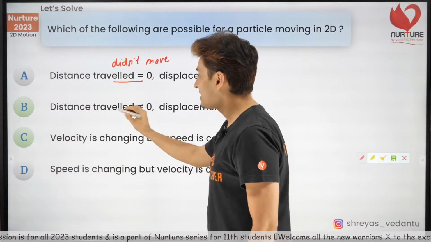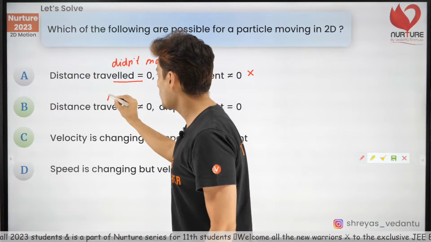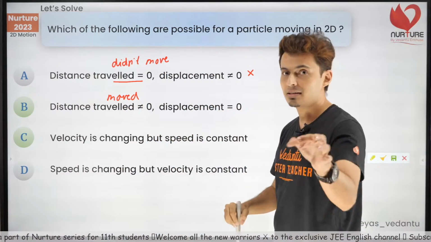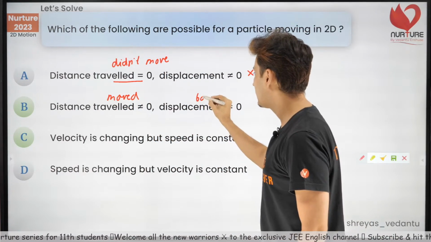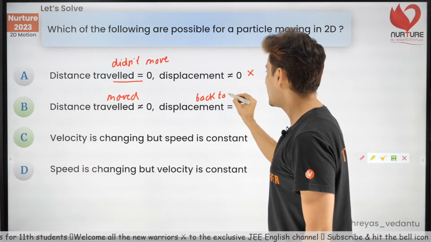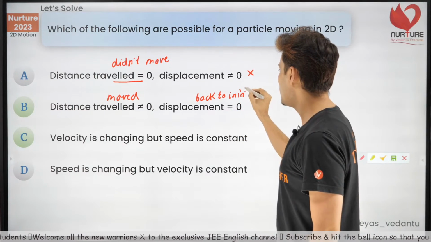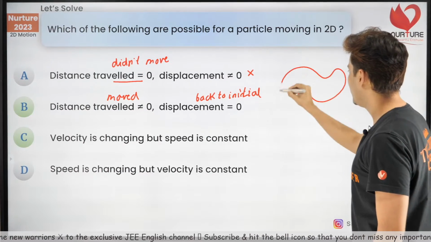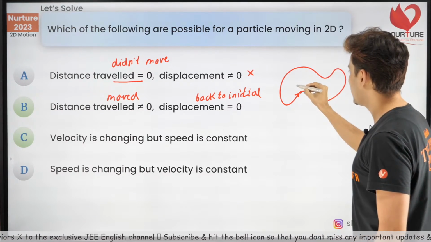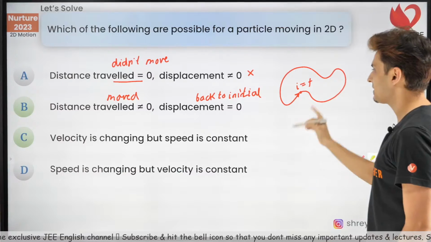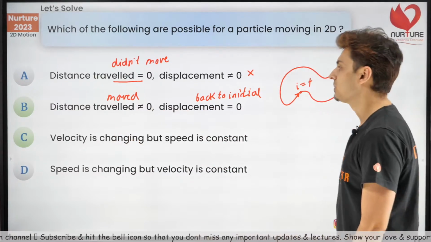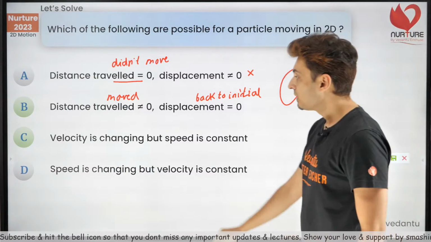This means distance traveled is not 0. That means you have moved, but here displacement is 0. That means back to initial. So maybe I have moved like this, I went like that and came back to the same point. My initial position and final position are the same. So displacement is 0, but distance traveled is not 0. So B is obviously possible.